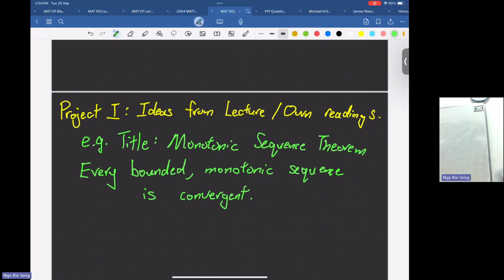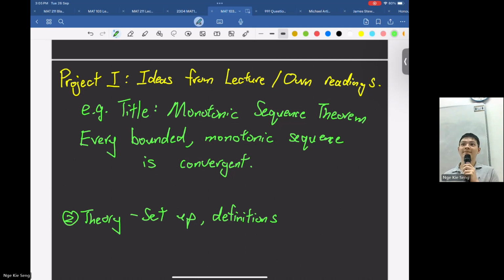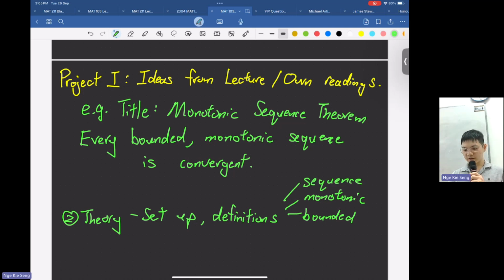To prove that this is true, you need to set up your theory. You need to set up some definitions. What kind of definitions do you need to understand this statement? What definition do you need? For example, monotonic, bounded, sequence, convergent. You need to tell people what this statement is about, and then try and prove it. So this is the theory part.